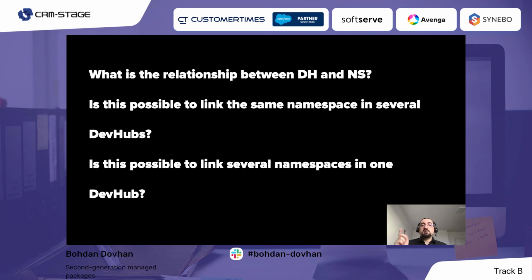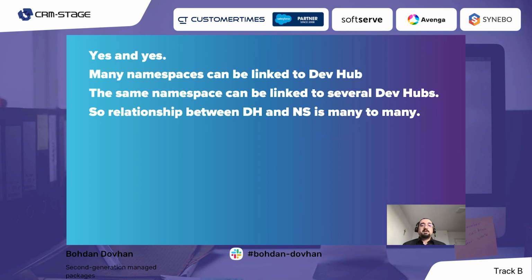Is it possible to link the same namespace in several Mydevhubs? Is it possible to link several namespaces in one Mydevhub? And the answer is yes and yes. So many namespaces can be linked to one Mydevhub, and the same namespace can be linked to several Mydevhubs. So the relationship between Mydevhubs and namespaces is many to many. It's not one to many or one to one, it's just many to many.